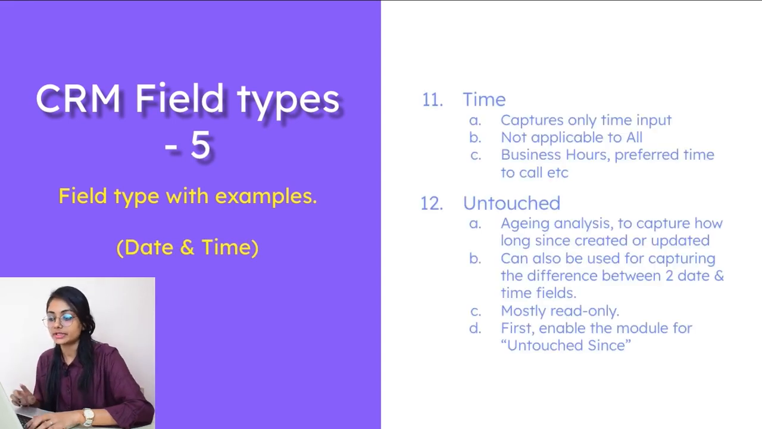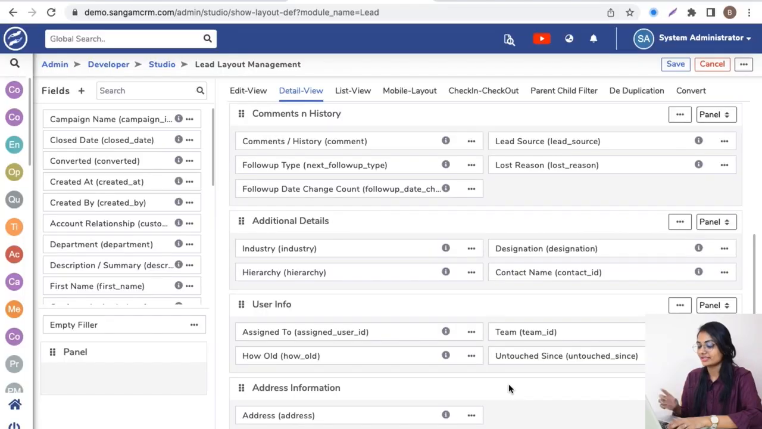Let us go ahead and see what the untouched field type is. Let us see its demo. How does it work? So let's see the demo in the studio section. Here I have opened the lead module, and in the lead I have two fields which I have created through the untouched field type. One is how old and the other is untouched since.